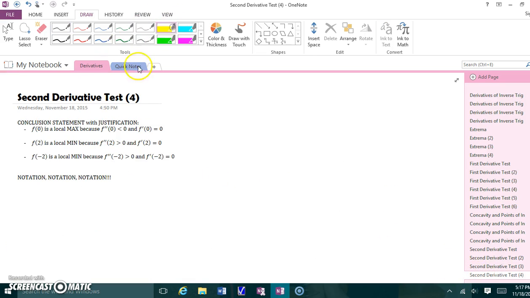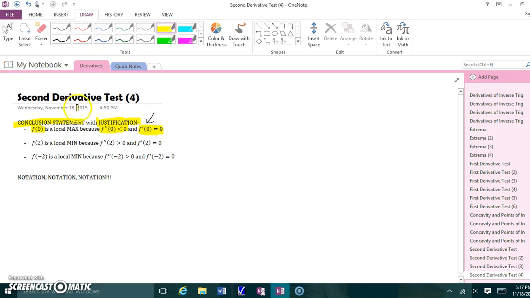And here's your conclusion. The key here is justification. If you don't justify it, it's useless. Just the statement's not enough. f of 0 is basically saying at 0, there's a local max. So you could say at 0, there's a local max, or you could say f of 0 is a local max. Here's the key. The second derivative is negative, and don't forget the and, the first derivative is 0 at the x value of 0.